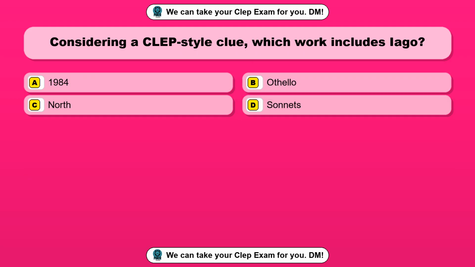Question 37. Considering a CLEP style clue, which work includes Iago? Option A, 1984. Option B, Othello. Option C, North. Option D, Sonnets. The correct answer is option B, Othello.